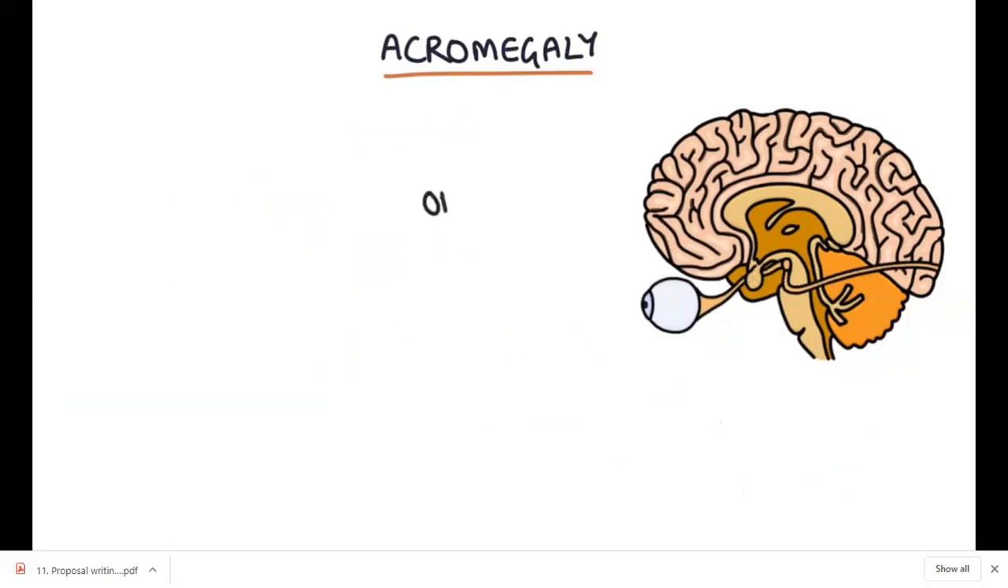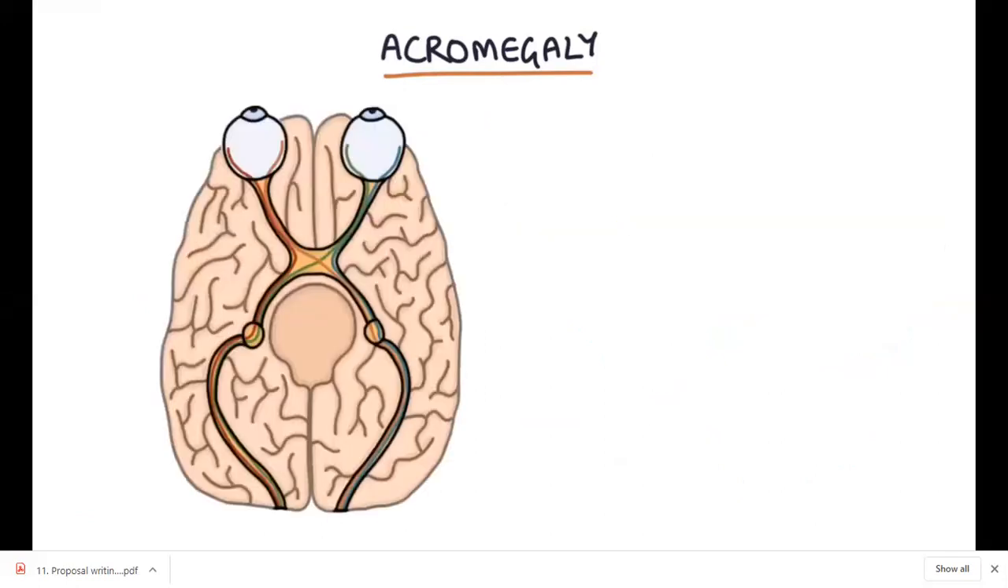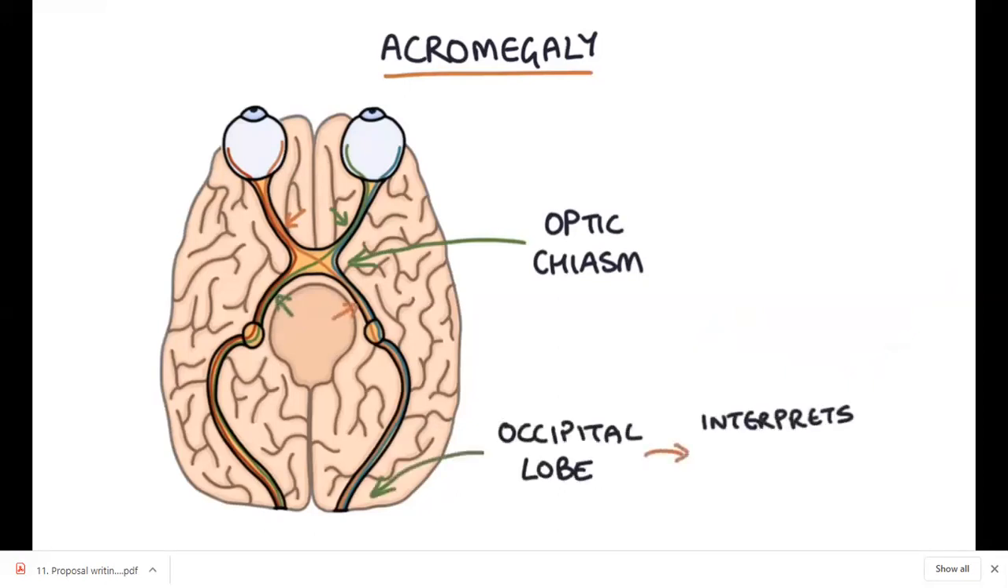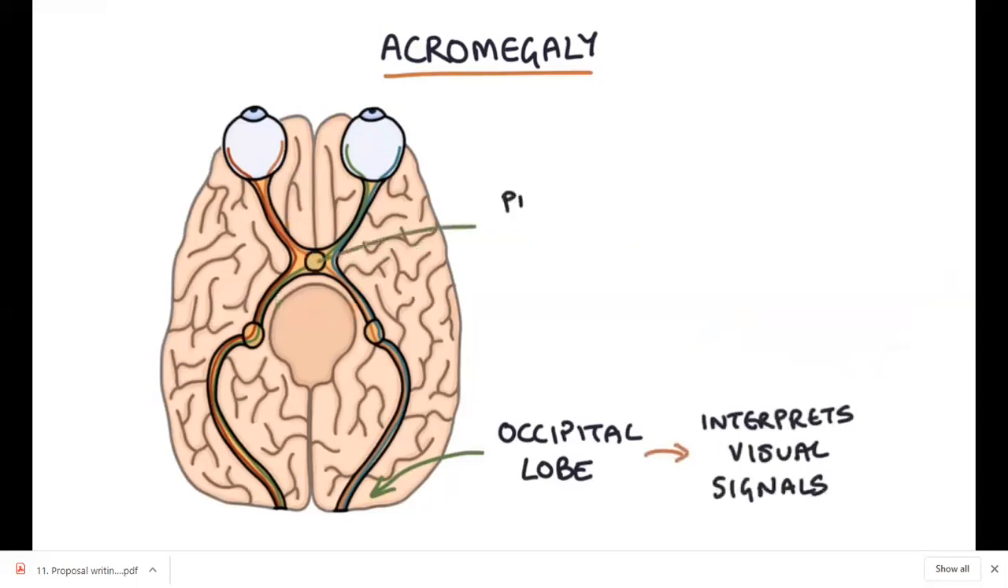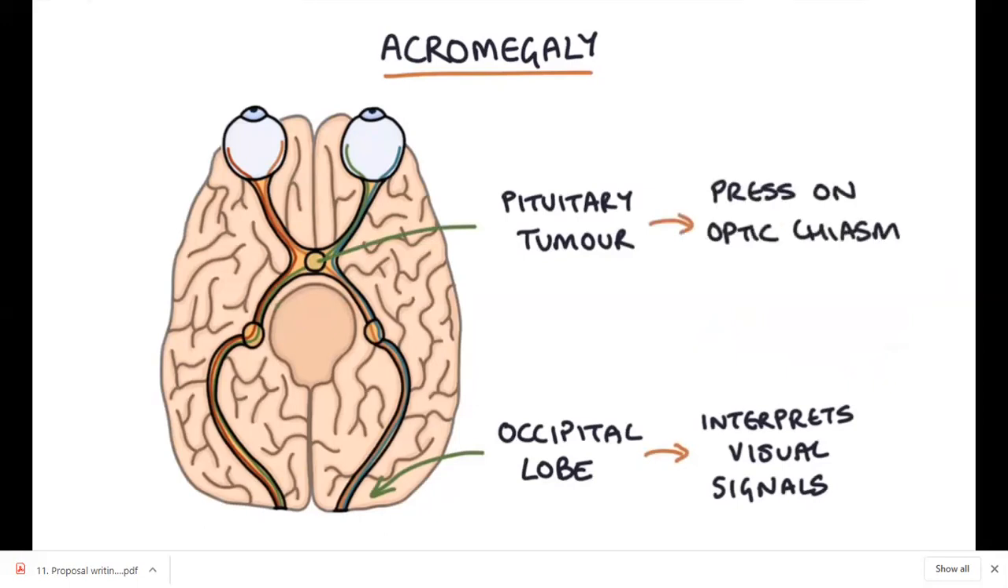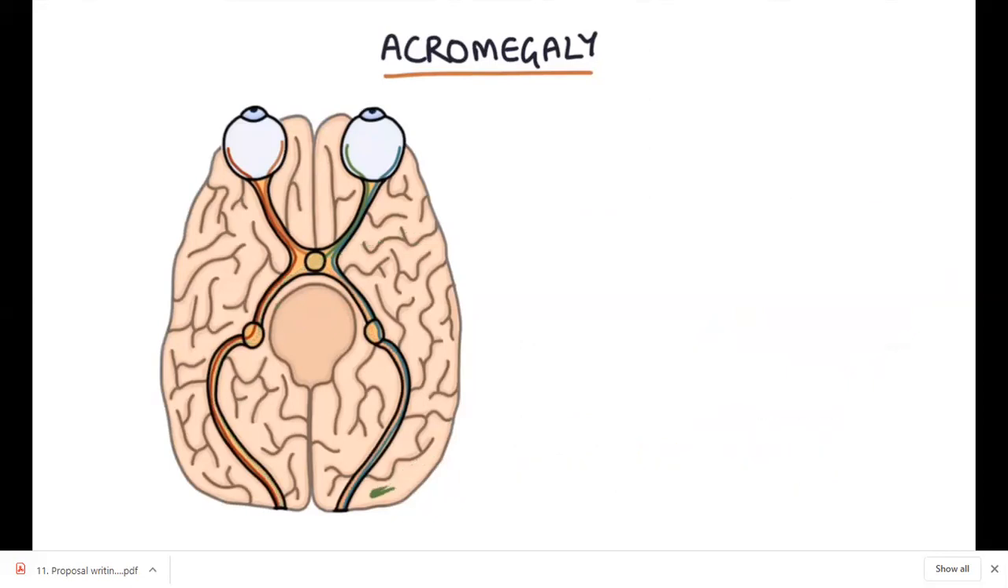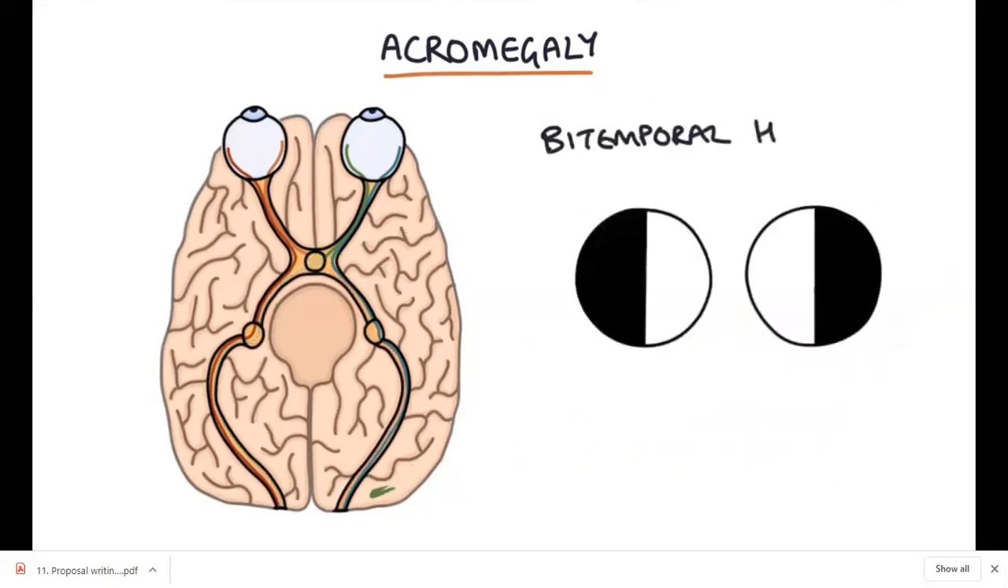There's a structure called the optic chiasm, and this sits just above the pituitary gland. The optic chiasm is the point where the optic nerves coming from the eyes cross over to different sides of the head and enter into the occipital lobe, which interprets those visual signals. And a pituitary tumor that has significant size will start to press on the optic chiasm. And pressure on the optic chiasm will lead to a stereotypical bitemporal hemianopia, visual field defect.